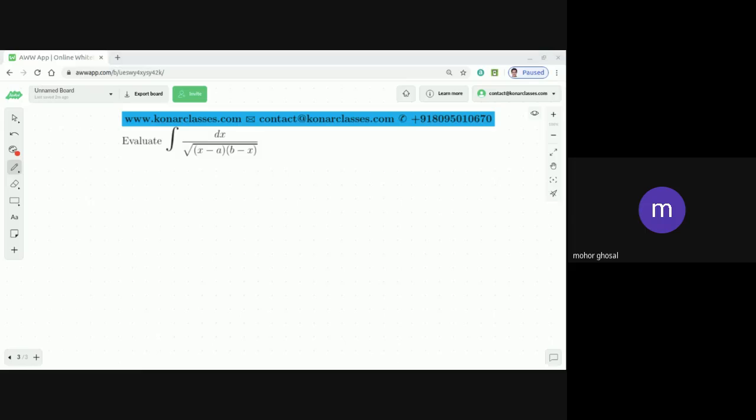Mohor, how did you proceed? I expanded the denominator and then I took x square minus x into (a+b). Yes, you can take that approach, there is nothing wrong, but it is a little lengthy. You are making the denominator the square root of a quadratic expression, then you use the formula x^2 - s^2 or s^2 - x^2. That is not a wrong approach. It is definitely correct, but at the same time it is not a very time efficient approach.